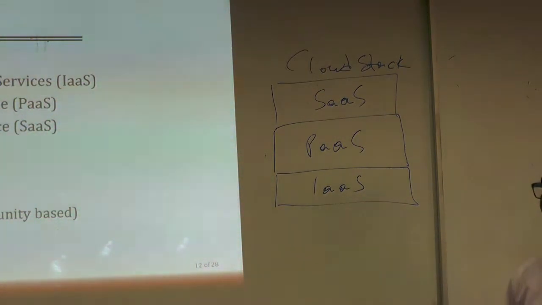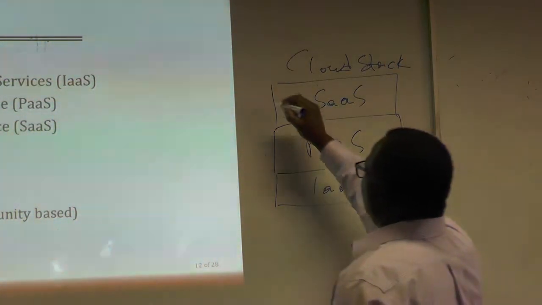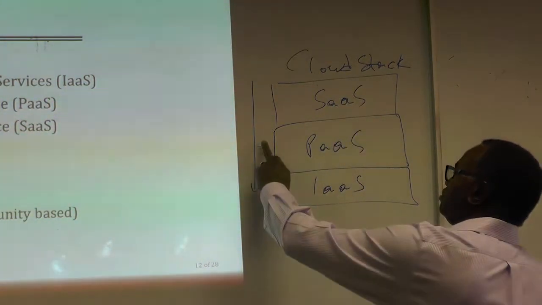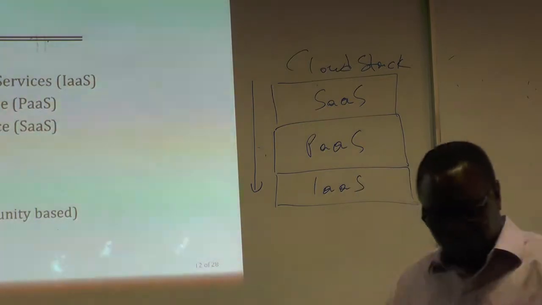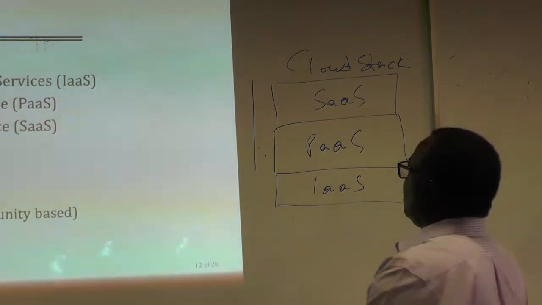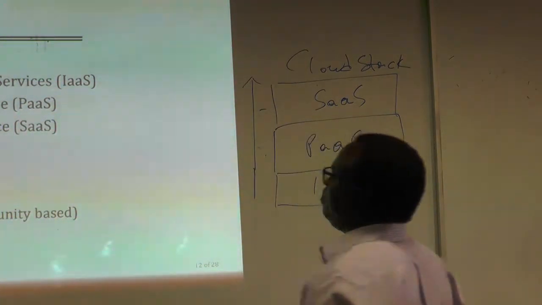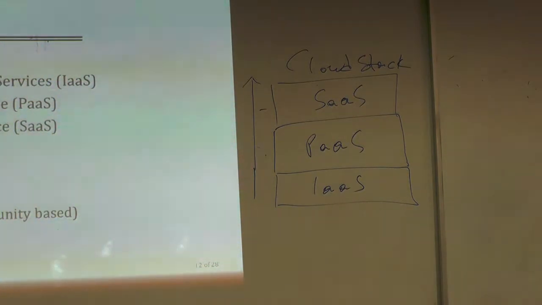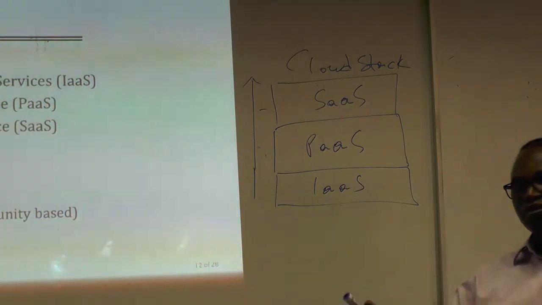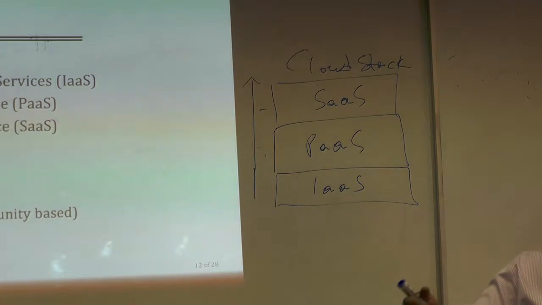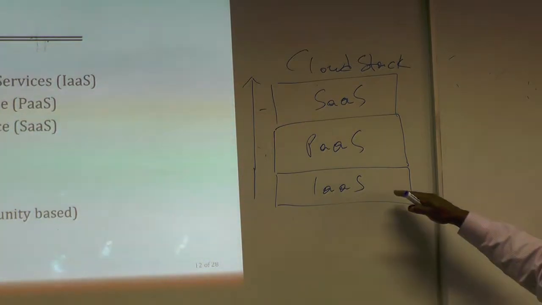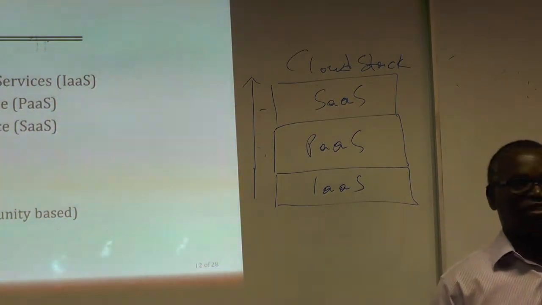Okay? Now, in terms of control, the user control actually decreases as you move up. Why? At this level, you have the bare machine. You have the memory, the processor, the storage, probably the operating system. So you can do whatever you want with it, and therefore, you can build a personalized security on that in terms of firewall.